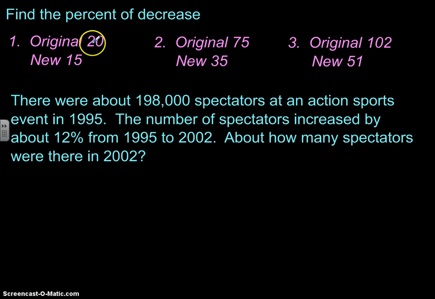Find the percent of decrease. Okay, the same thing, we're just decreasing instead of increasing. What is the difference? I go down 5, right? I divide that by the original. Well, 5 divided by 20 is 1/4, which is 0.25. That is a 25% decrease. Okay, again, a 25% increase would be 25 for the new amount. A 25% decrease would be 15 for the new amount.